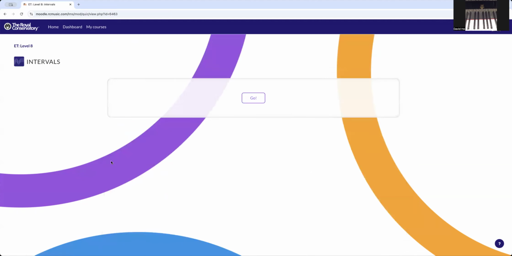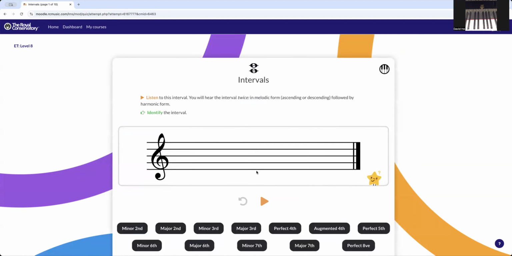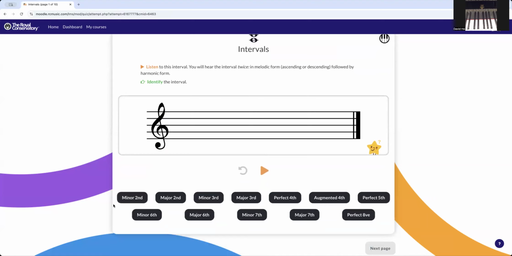Intervals. There could be augmented fourths and fifths. Let's listen to it. Okay, we have all the major and minor. We got a perfect fourth. We got an augmented fourth, and we got a perfect octave. Okay, that's how you write down octave: 8VE. That's octave. Okay, let's listen to this one, and which one can you choose?